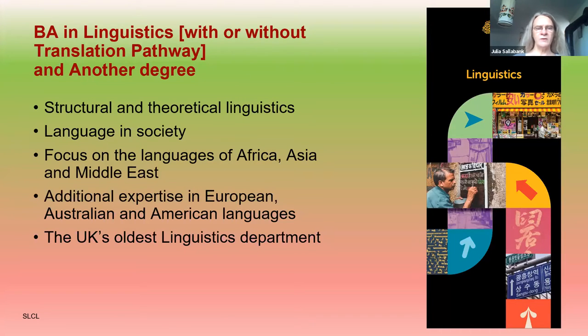So as I said, the BA in linguistics, both with and without the translation pathway, together with another degree, the linguistics part of that focuses mainly on structural and theoretical linguistics, the core foundations of linguistics. We also have quite a relevant focus on language and society. As I said, I teach that module. We also have historical linguistics. We are, I think, one of the few places in London to actually look at how languages develop over time. And language identity in Africa, as Lutz mentioned already.